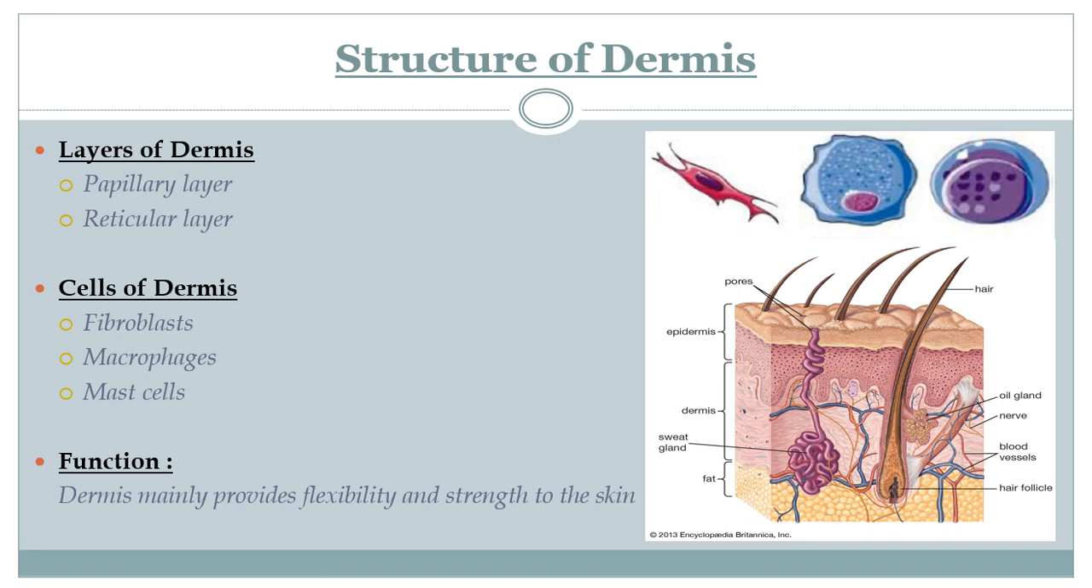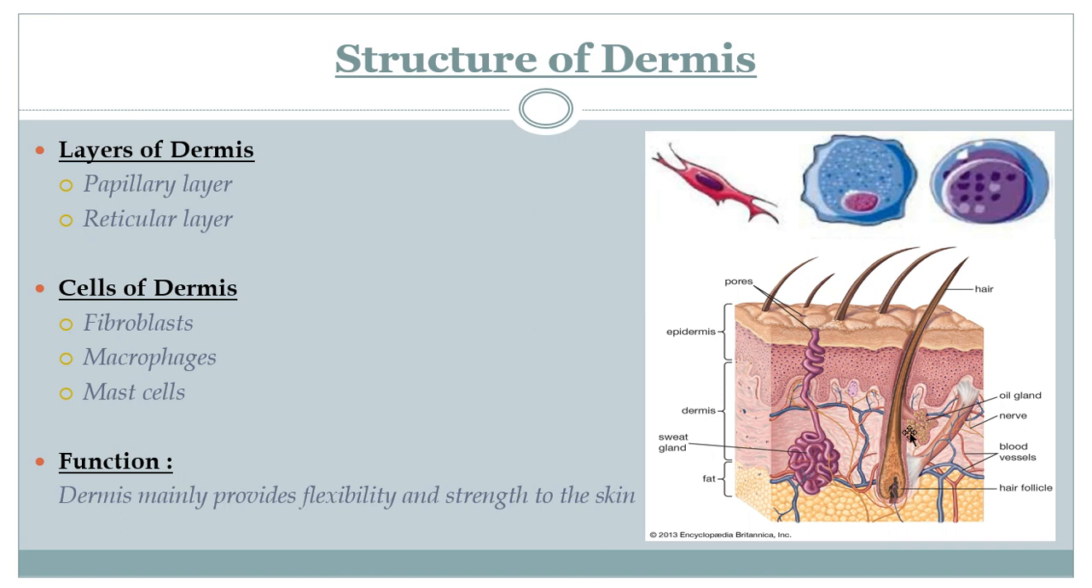Again, dermis is also composed of two layers, that is the papillary layer and the reticular layer. The papillary layer is the superficial layer of dermis adjacent to epidermis. It contains numerous finger-like projections called papillae, hence this layer is called papillary layer.